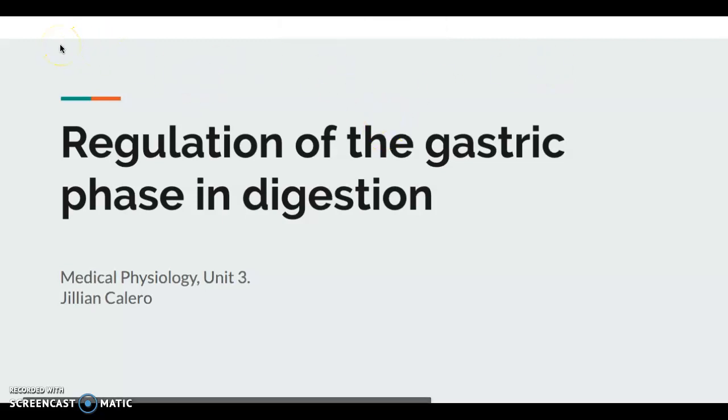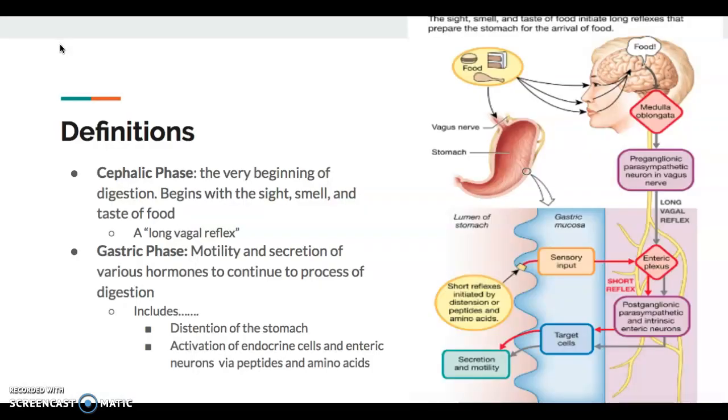So for this assignment, I chose the topic of regulation of the gastric phase in digestion. The first two phases of digestion include the cephalic phase and the gastric phase. The cephalic phase is the very beginning of digestion. It begins with the sight, smell, and taste of food. It can even begin with a thought of food.